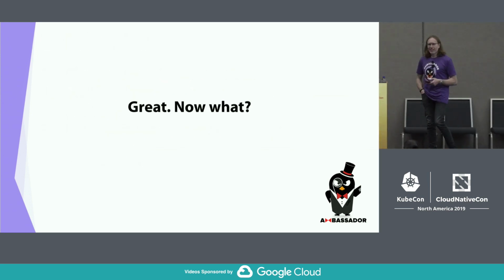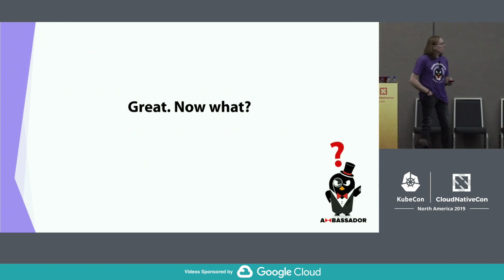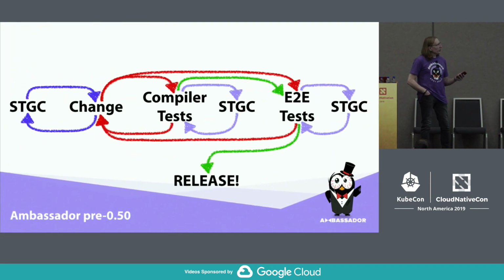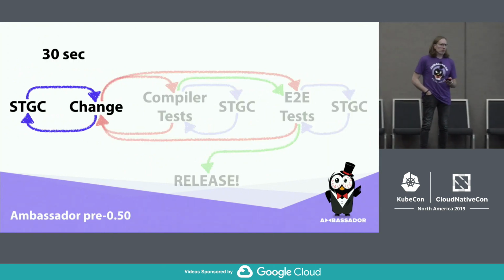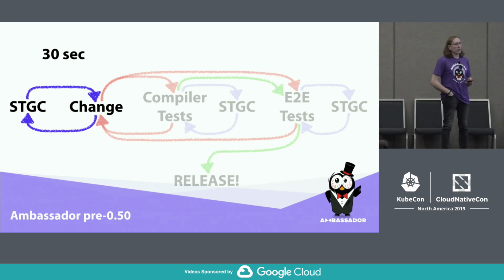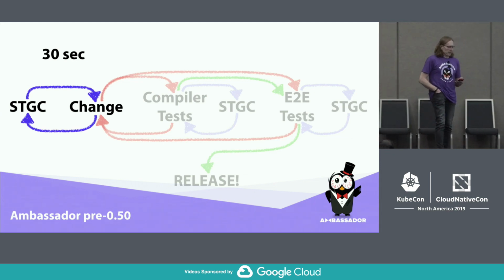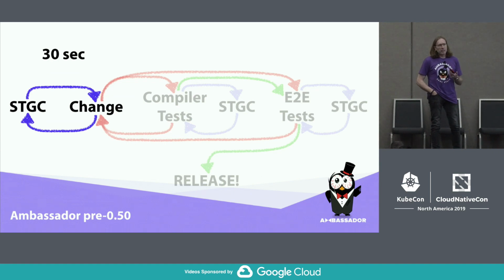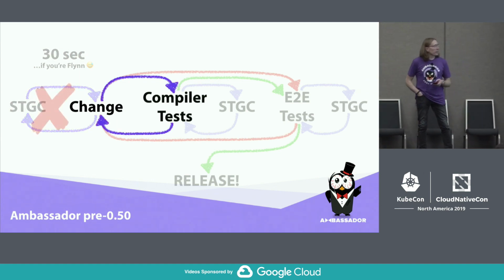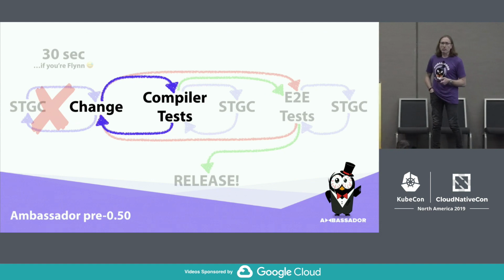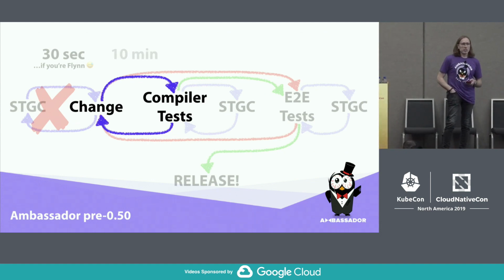Okay. Now we had to figure out what to do with it. If we go back and we look at this from Ambassador just before 0.50, you remember that I said that we got that first loop down to 30 seconds? That's a little bit of a lie. I could get it down to 30 seconds, but I mostly did that by knowing enough about the internals that I was able to cheat. A lot of other people, it turned out, just kind of ignored that part of the world and used the compiler tests as their inner development loop. That was not 30 seconds, that was 10 minutes.